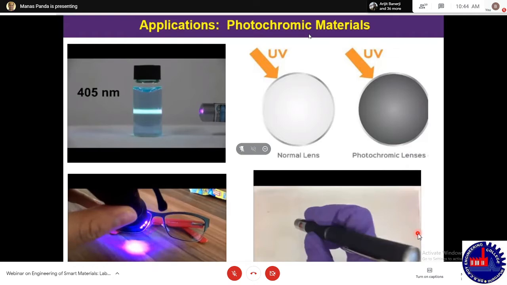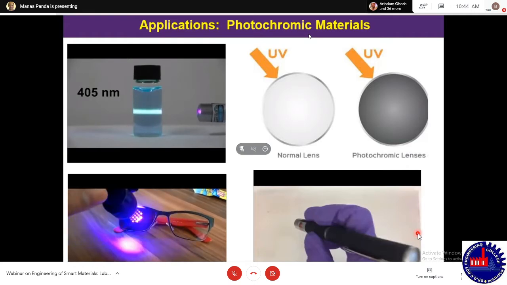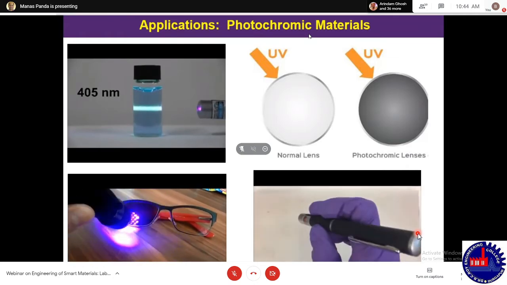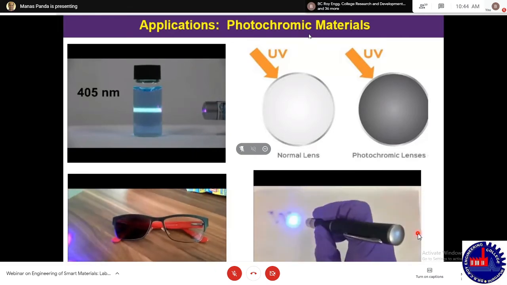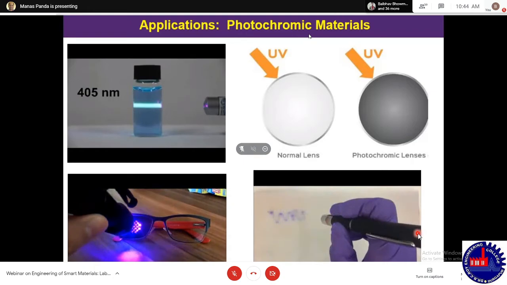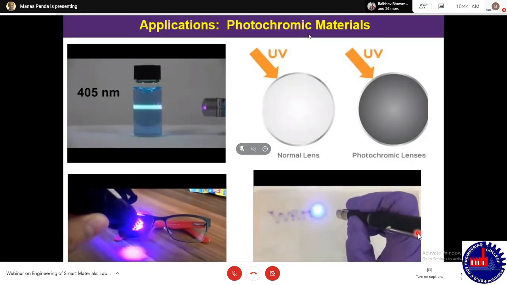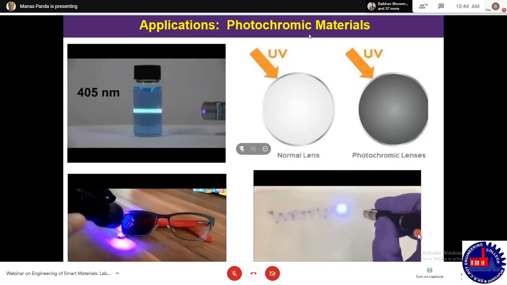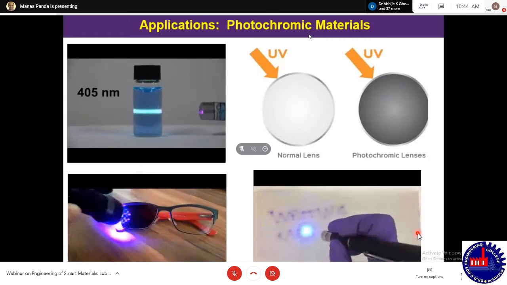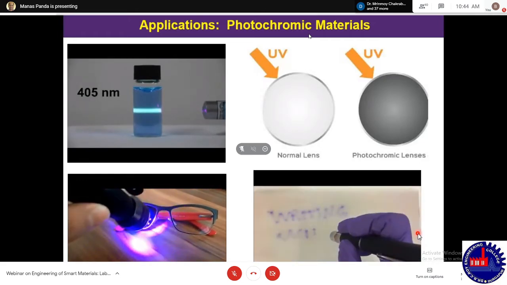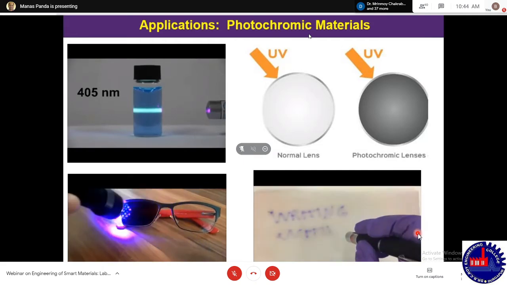And utilizing this principle of photochromic material, you can even write. The photolithography technique is very popular nowadays. You can see how the photochromic material, which is coated on the surface of the paper, can be written on by simply taking a laser torch. So these are the different applications.